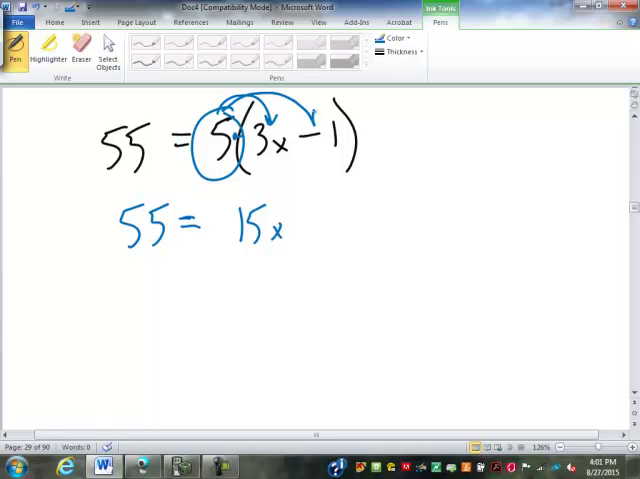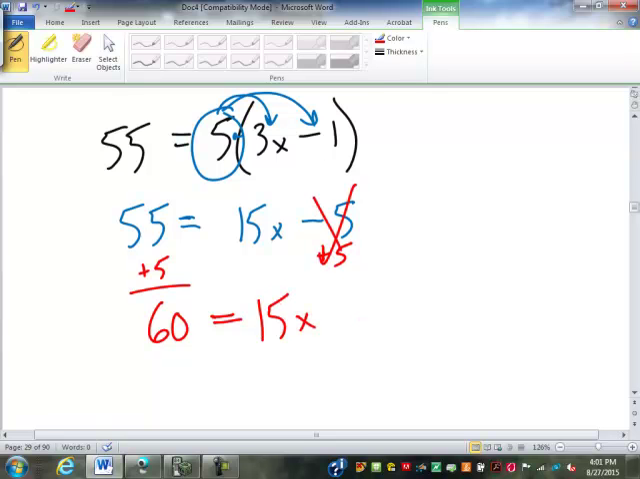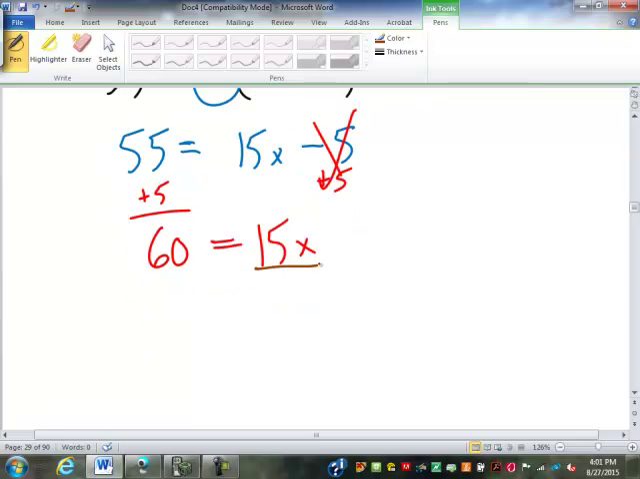5 times negative 1 is negative 5. And then add 5 gives us 60 equals 15x. And then divide by 15. X equals 4.